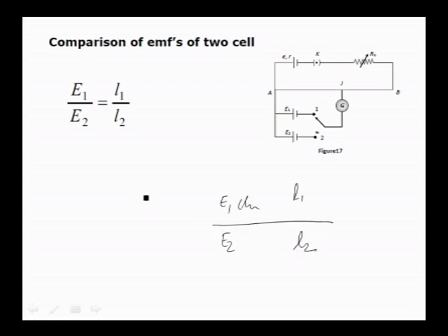Take the ratio of these two, that is E1 by E2 is equal to L1 by L2, because E is directly proportional to L, E is equal to some constant into L. This is a constant for a given potentiometer.